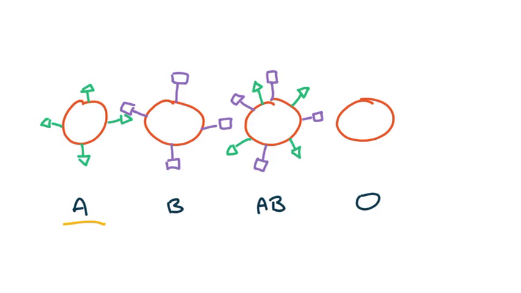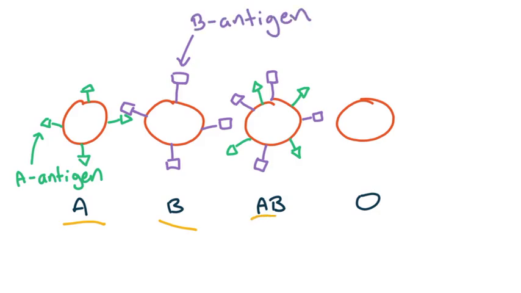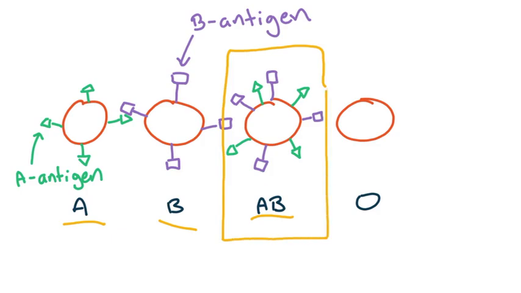So these green triangles represent the A antigen. Individuals with the type B gene only express the B antigen. So the purple square represents the B antigen. However, type AB express both the A and B antigens. This idea of simultaneously expressing multiple alleles from one gene is called codominance. So this example represents codominance. I've also shown off to the right type O blood. Patients with this type of blood don't express the A or B antigen.